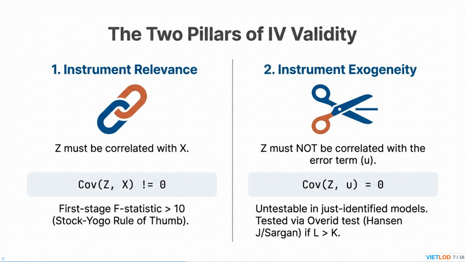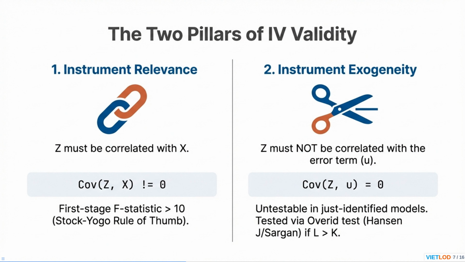For an instrumental variable to be valid, it must rest on 2 fundamental pillars. The first pillar is instrument relevance, represented by the chain link icon. This means the instrument Z must be correlated with the endogenous regressor X. Statistically, we check this using the first stage F statistic, where a value greater than 10 is the standard Stock-Yogo rule of thumb.